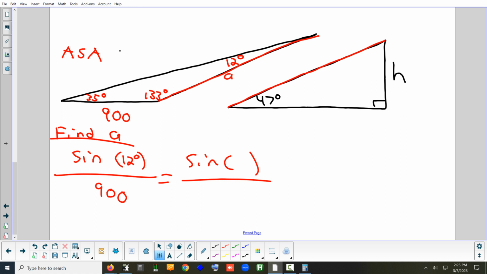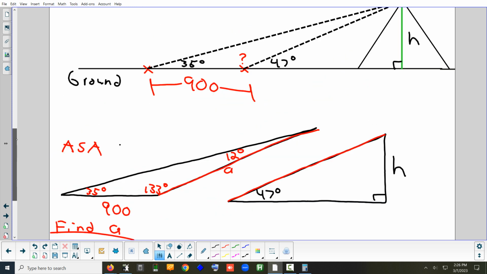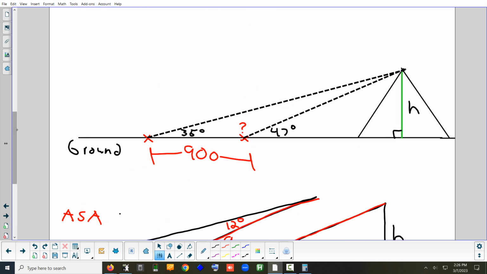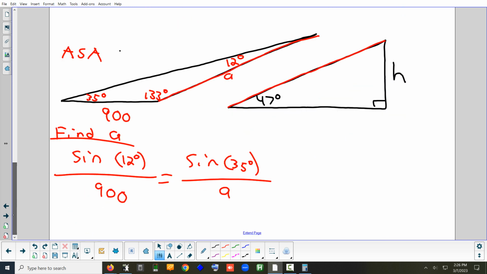And what's going to go on the other side if I'm trying to find A? Sine 35 over A. Now, why even find A again? Why not find this side up here? A is the side that they share. That's this side right here. So once we know that, then we can work with that right triangle. That's the easy part. Finding A, that's the harder part.